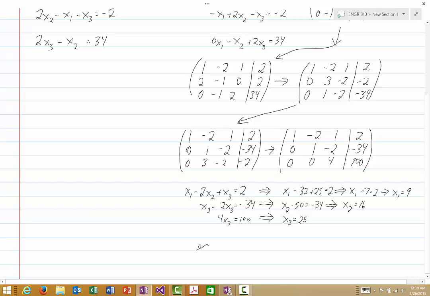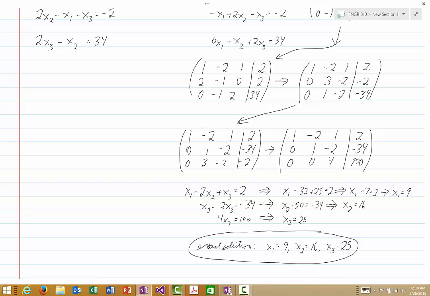So our exact solution to this system of equations is x1 equals 9, x2 equals 16, and x3 equals 25. And once again, I want to emphasize, we've calculated this for two reasons. One is for review, and two is for the sake of comparison.